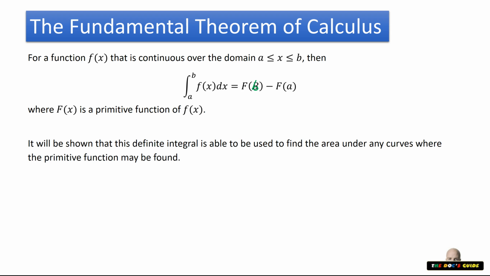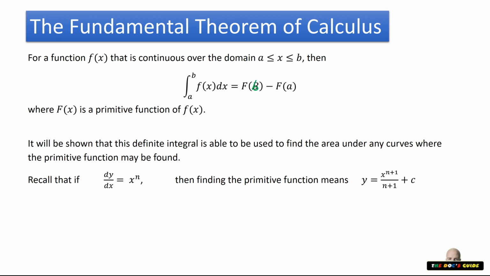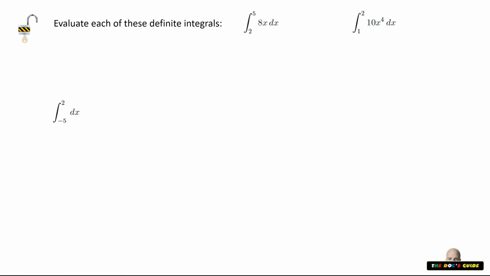What we're going to show, following on from our last video, is that this definite integral can be used to find the area under any curve where we can find the primitive function. And we can't always, which is something we're going to discover. So remember, finding the primitive function: if dy/dx equals x to the n, then our technique is to add 1 to the power, then divide by the power, plus the constant of integration. And we don't need the constant of integration when we're working with a definite integral.